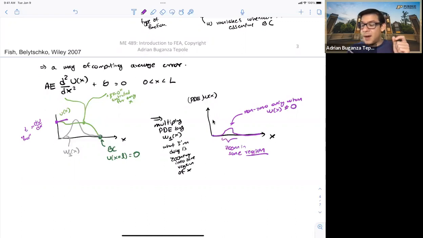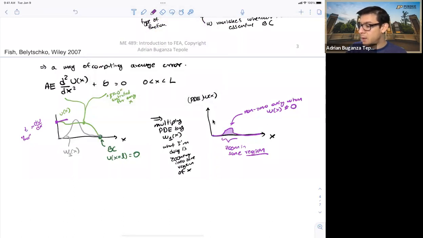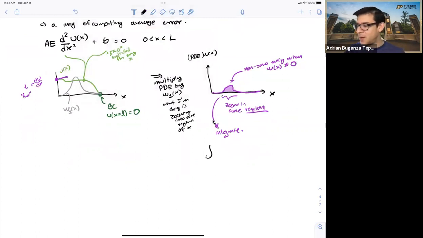And the key thing is that we are zooming in a region, not a specific point. That all depends on how wide that W is. But in principle, if the W is not super sharp, then you're zooming in a region. That's one thing that we're doing. And then the next thing that we're doing is we are integrating. So that's what we're doing when we were initially the first step of the weak form, which was multiply the PDE by W and integrate. You're integrating over omega, but in reality, you're really only integrating over the region where W is non-zero.